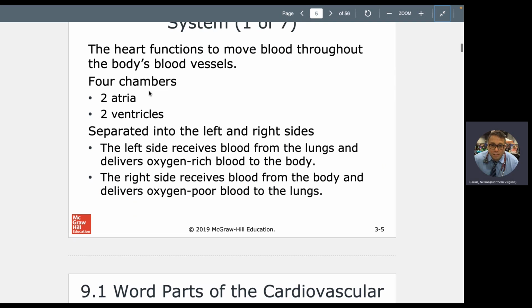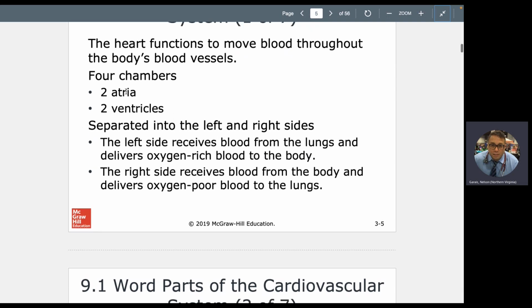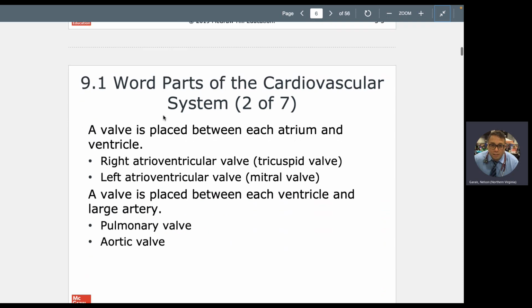You have chambers, or four rooms, of your heart. Two small ones on the top are called your atria, plural. A single atrium, so you have a left and a right. And ventricles are the large rooms or chambers in the heart, in the lower part. So you have two atria, two ventricles.